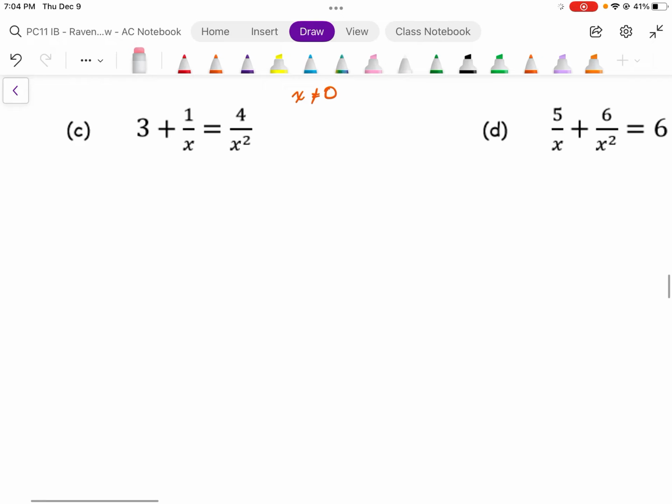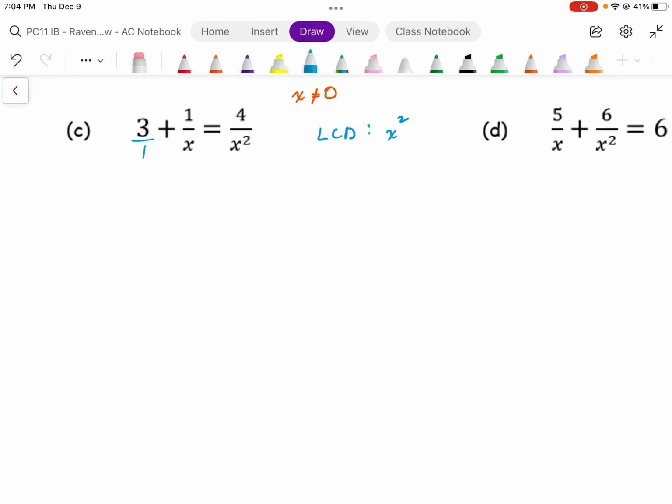So, probably first order of business, I need to find what my LCD is, my lowest common denominator. Well, if I take a look, this has my 3. There's really a secret 1 in the denominator. The second term has x in the denominator. And my last term has x squared in the denominator. So I think that my lowest common denominator is going to be x squared.